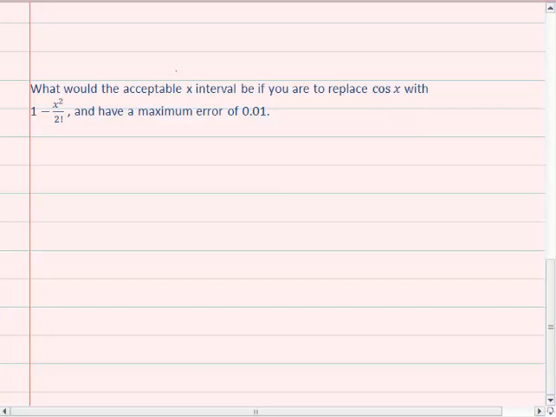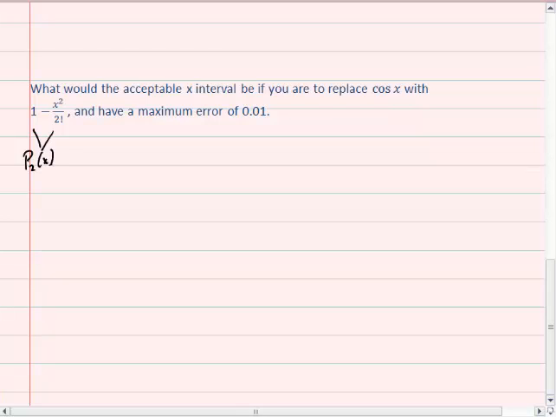Hello calculus folks, here we are again, and in this problem we're going to work on finding the acceptable x interval for which we can replace cosine with a second order Taylor polynomial.